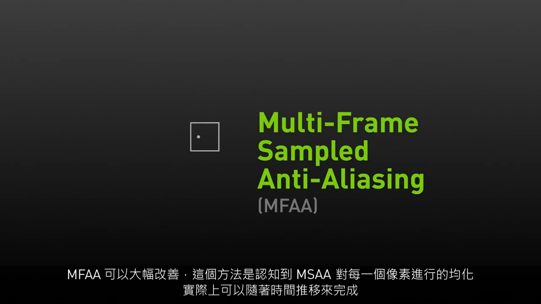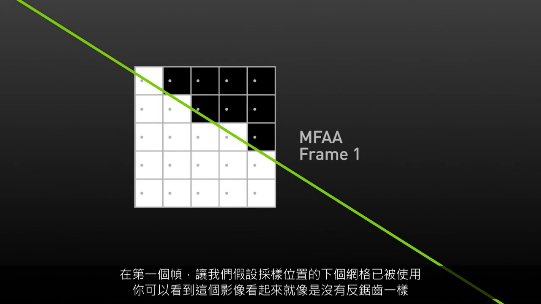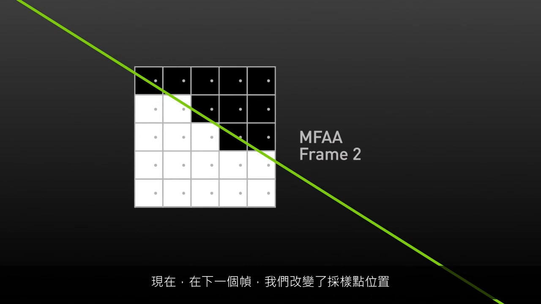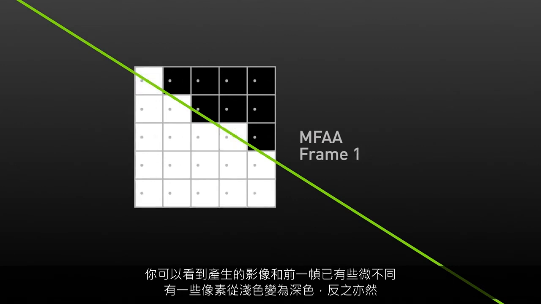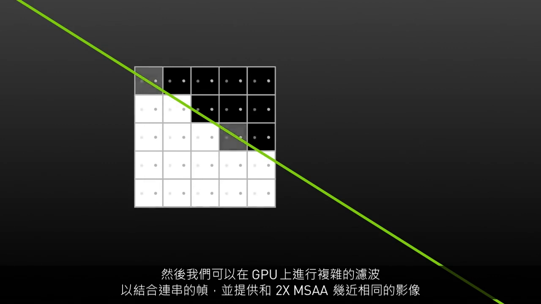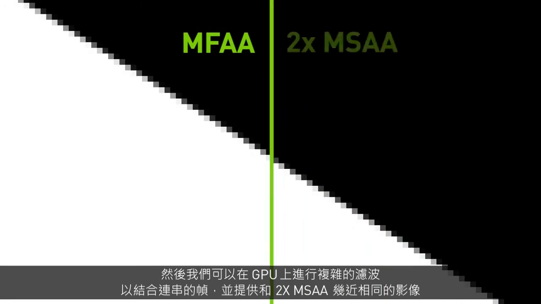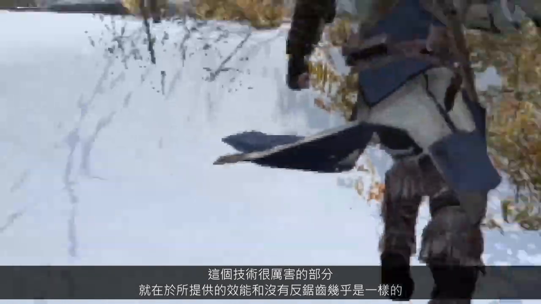MFAA dramatically improves this by recognizing that the averaging that MSAA does per pixel can actually be done over time. In the first frame, let's assume that the following grid of sample positions is used. You can see the image here is similar to what no AA looks like. Now in the next frame, we change the sample positions. You can see how the generated image is slightly different from the prior frame, with just a few pixels changing from light to dark and vice versa. We can then run a sophisticated filter on the GPU to combine the series of frames and deliver an image that's nearly identical to 2x MSAA. The great part about this tech, though, is that the delivered performance is nearly identical to no AA.